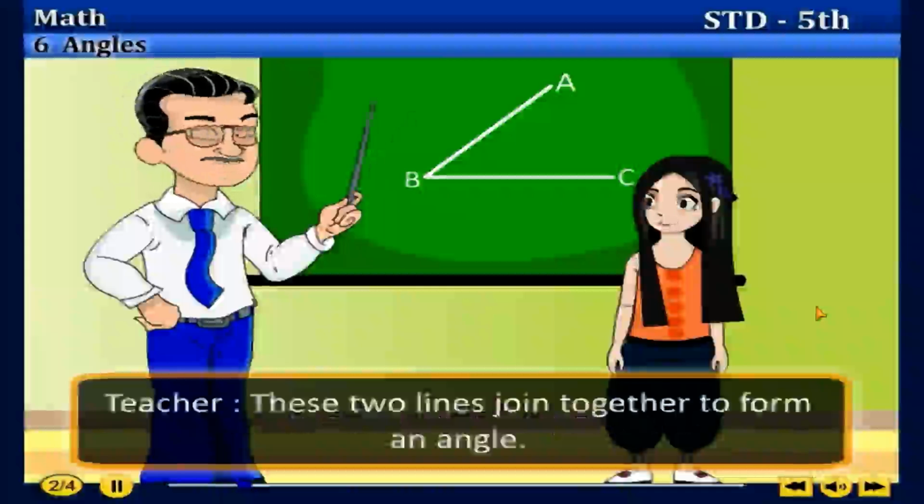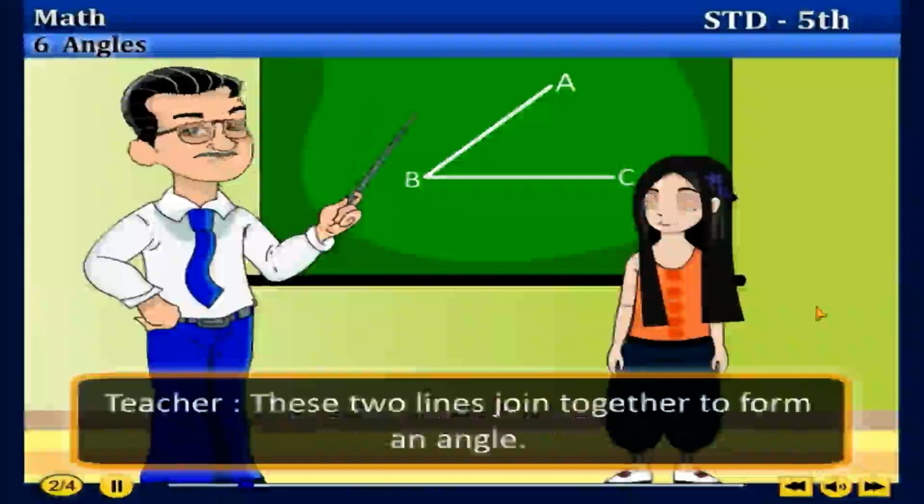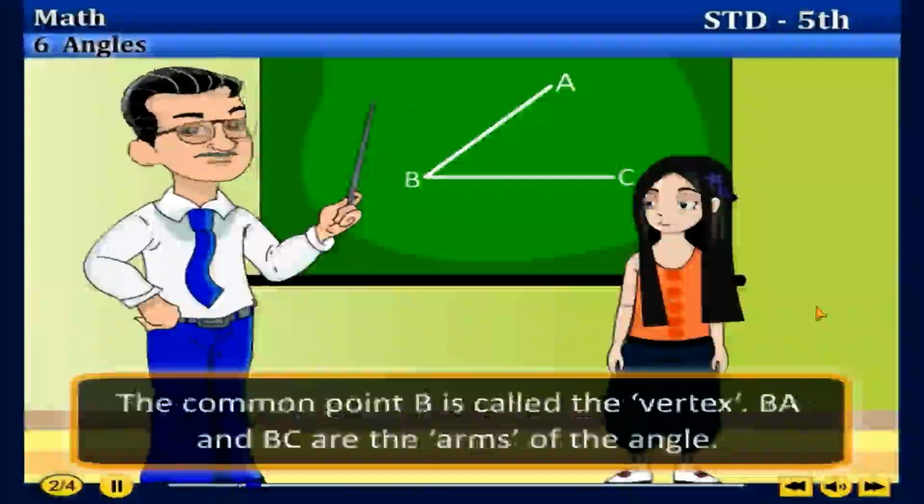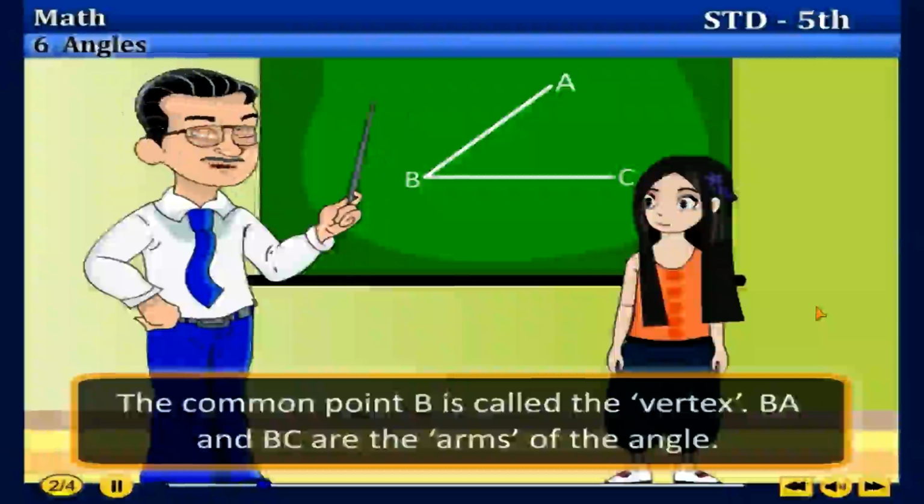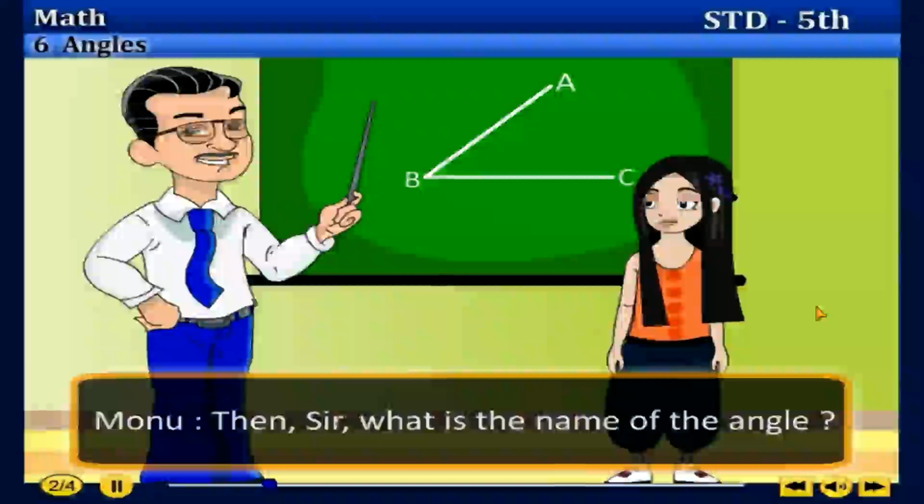Teacher: These two lines join together to form an angle. The common point B is called the vertex. BA and BC are the arms of the angle. Monu: Then sir, what is the name of the angle?